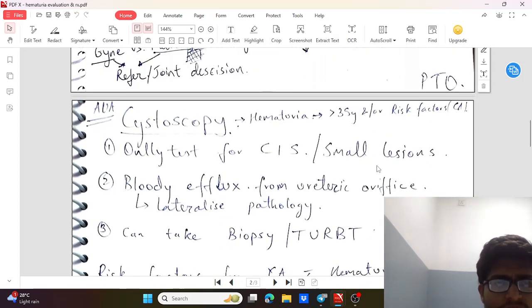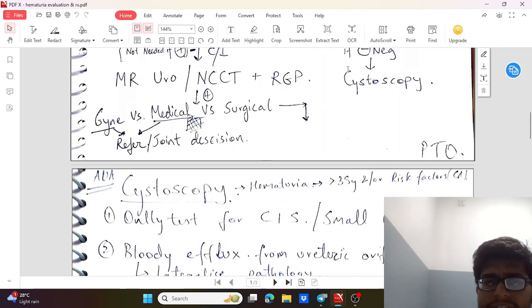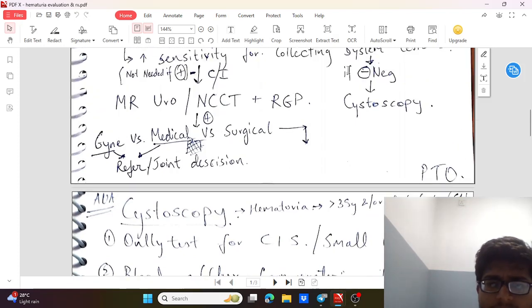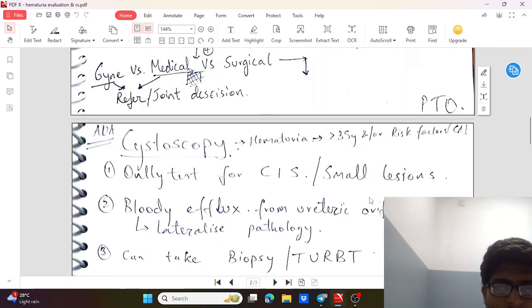So in cystoscopic examination, as per the American Urological Association, if we have negative findings in the imaging, we go for cystoscopy for hematuria. And apart from that, we should go for cystoscopy in hematuria with age more than 35 years with any of the risk factors.